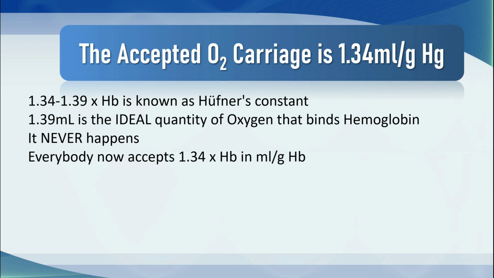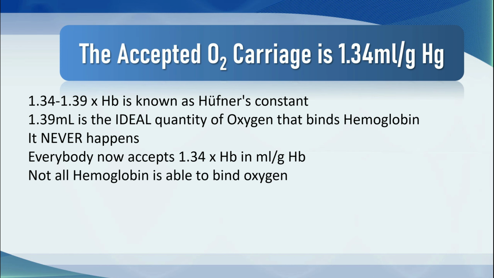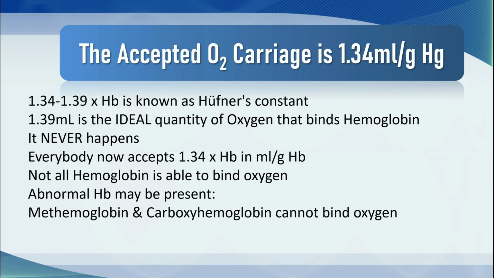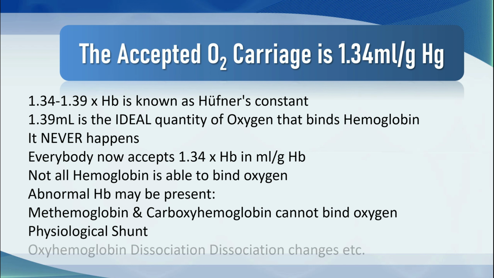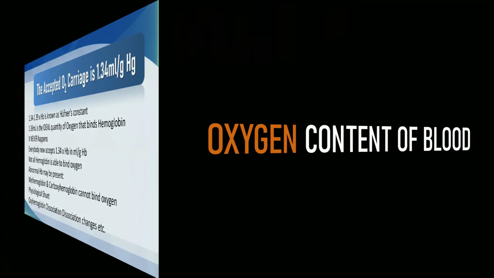Why is this the case? Well, the speculation is that not all hemoglobin is able to bind oxygen. There may be abnormal hemoglobin present, such as methemoglobin or carboxyhemoglobin. There's some physiological shunt, and there are changes in the oxyhemoglobin dissociation curve, etc. So this is the number I want you to remember, and it leads neatly to us now exploring one of the key calculations in all of medicine, and this is core knowledge.